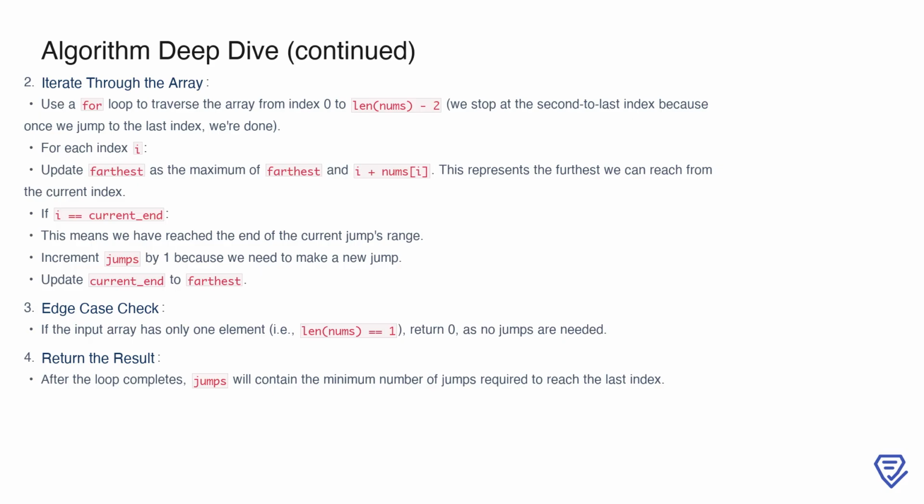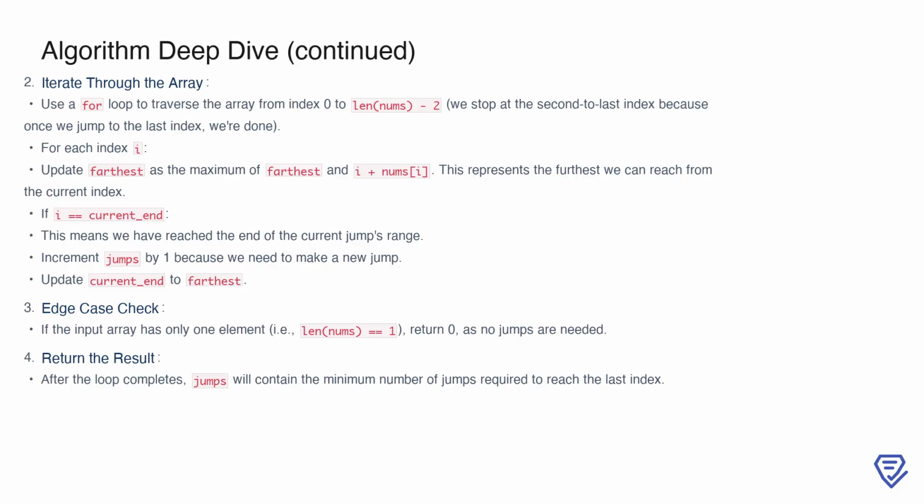Now, to implement the greedy approach, we iterate through the array using a for loop, stopping at the second to last index because once we jump to the last index, the problem is solved. At each index, we compute the furthest point that can be reached by updating farthest to the maximum of its current value and i plus nums[i]. This tells us the furthest we can go from the current position. If the current index matches current_end, it means we've reached the limit of our current jump. At this point, we increment the jumps counter and update current_end to farthest, effectively starting a new jump.